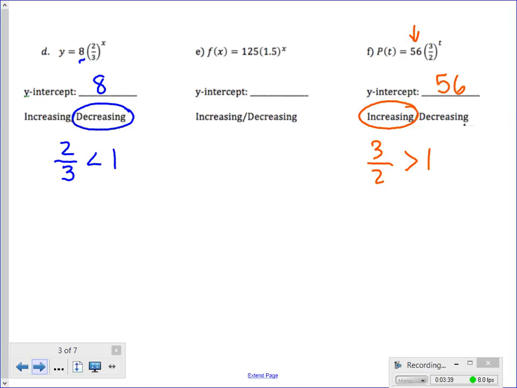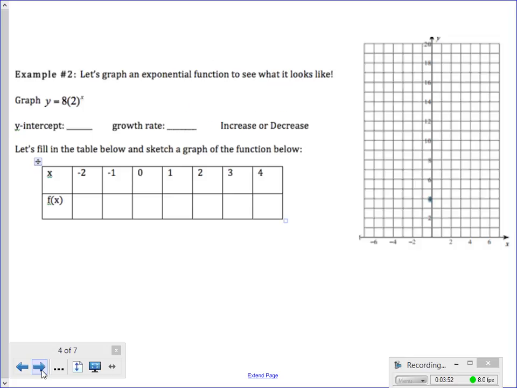All right, finally in E, the y-intercept here is 125, and 1.5 is bigger than 1, so this is also an increasing function. Now what we're going to do next in example 2 is graph an exponential. We're going to see what it looks like so that we can see how it differs from a linear equation.